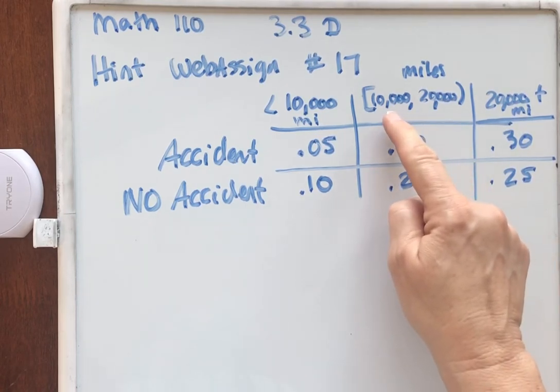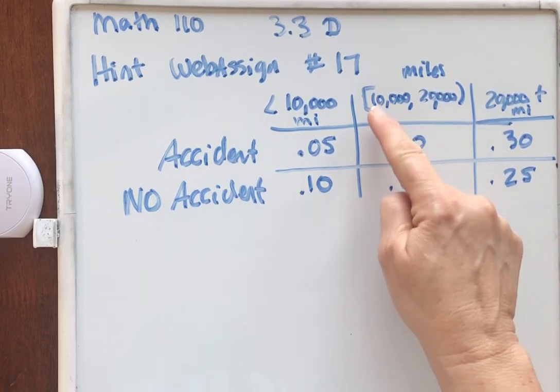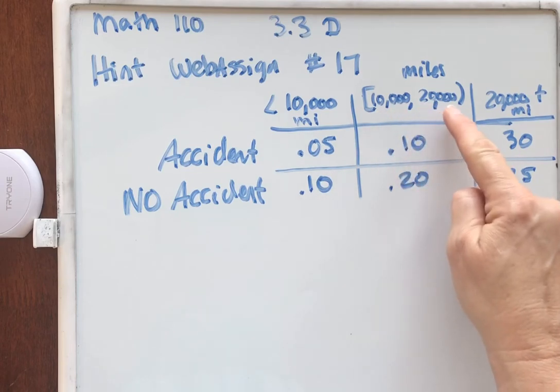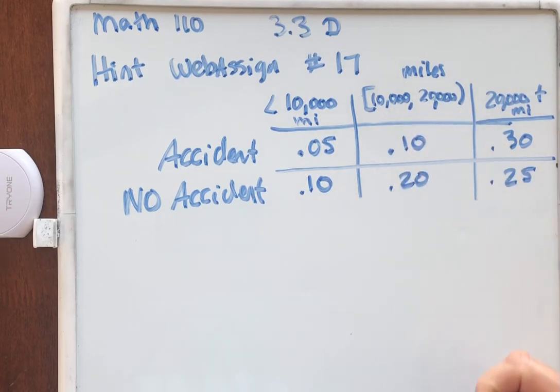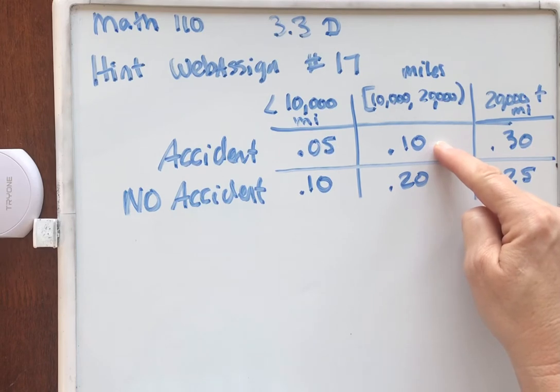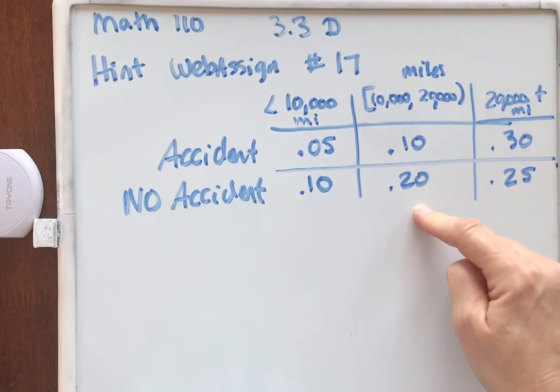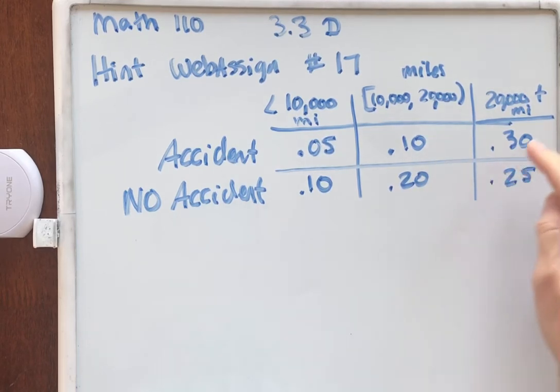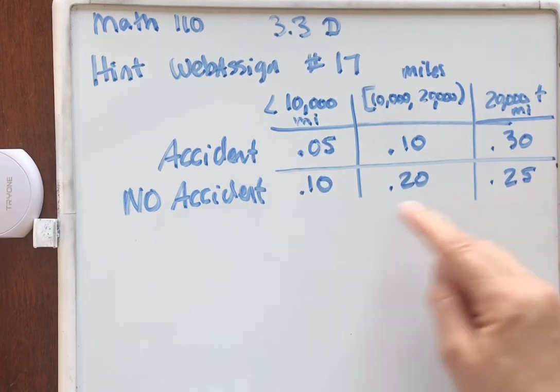Here we have from 10,000 miles exactly up to 20,000 miles, not including 20,000. 0.10 of getting in an accident, 0.20 of not getting an accident. Then we look at 20,000 miles plus. So it's 0.30 probability of getting an accident and 0.25 of not getting an accident.